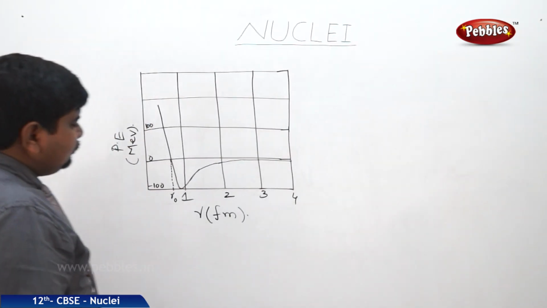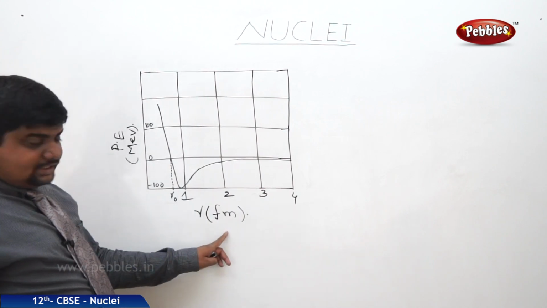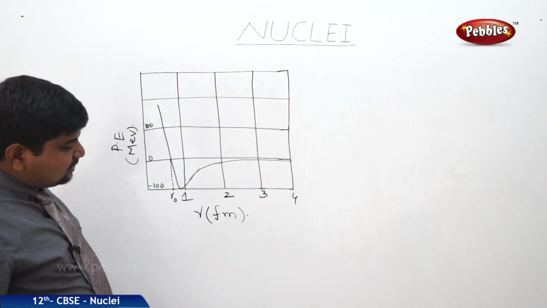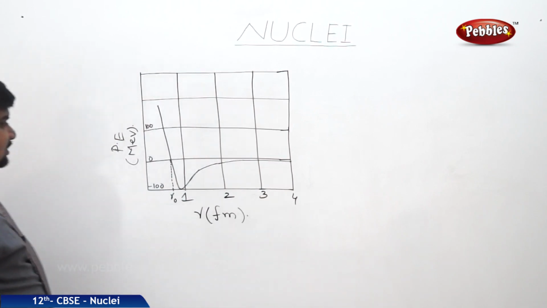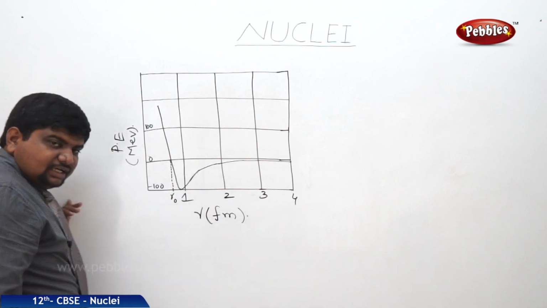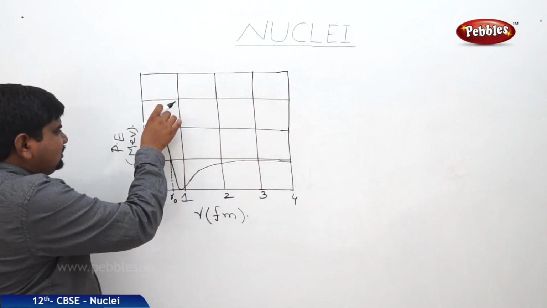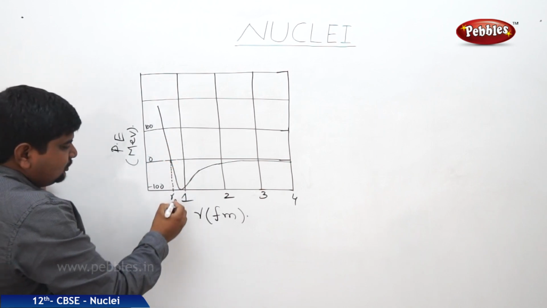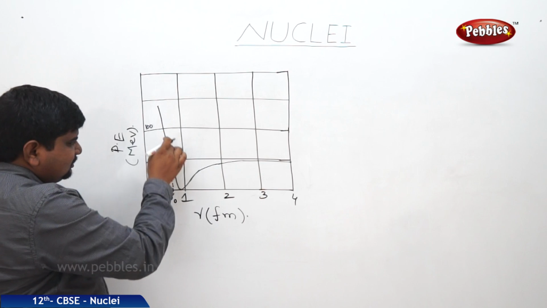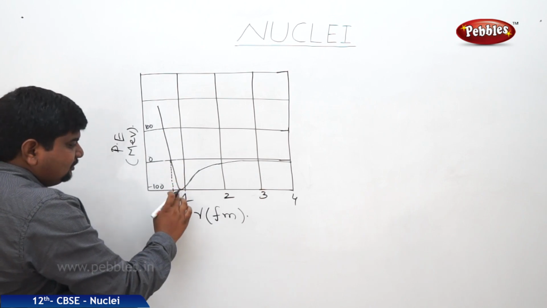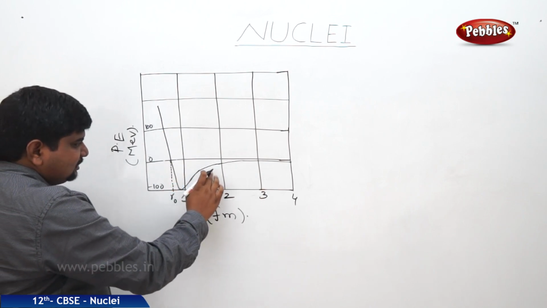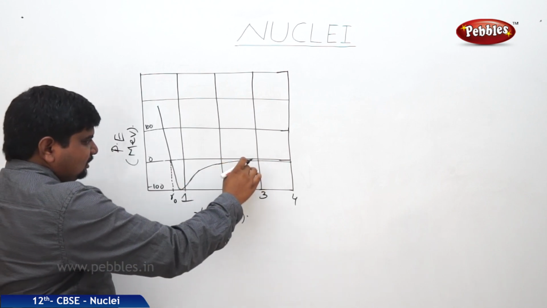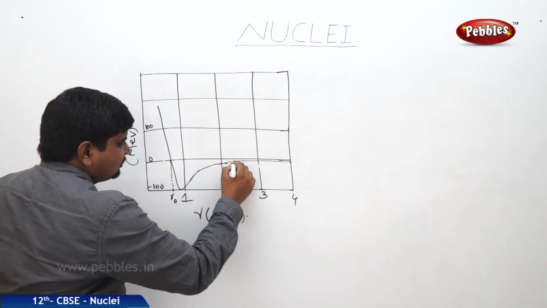Here is the graph between the radius and the potential energy. The radius or size of the nucleus is in Fermi and potential energy is in MeV. If you see the graph, as the distance is less than 1, it is under the saturation region. Whenever the distance increases, like 1 to 2, it is increasing, and after that it comes to the saturation state.